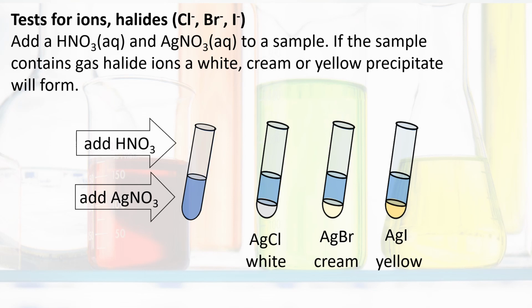Nitric acid is often added before the silver nitrate. Nitric acid will remove any hydroxide ions or carbonate ions that will lead to false positive results. Silver chloride is white and silver bromide is cream. You could also test the identity of the silver halide by the solubility in dilute and concentrated ammonia.